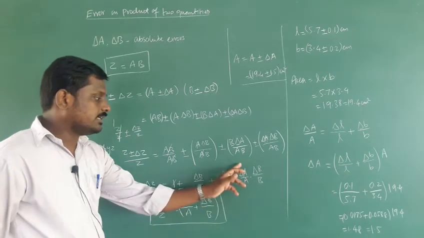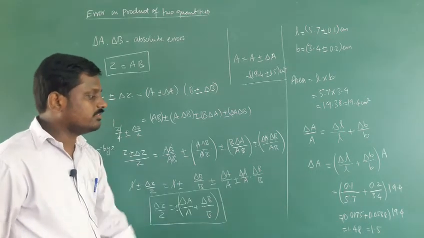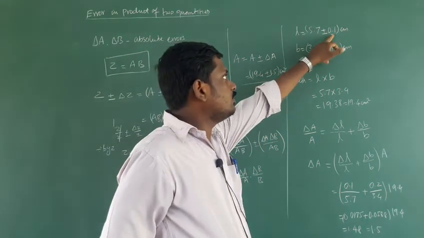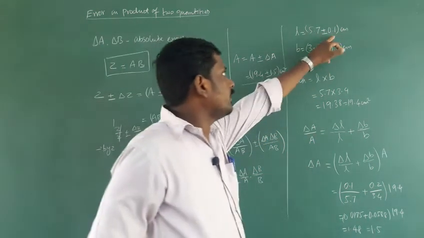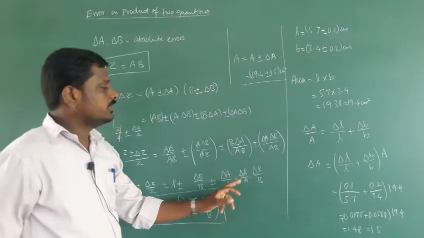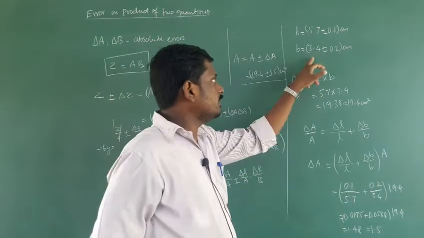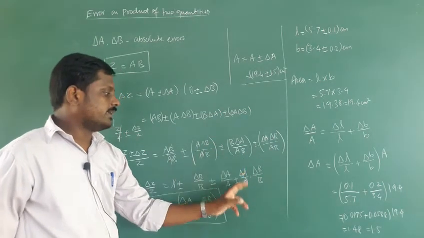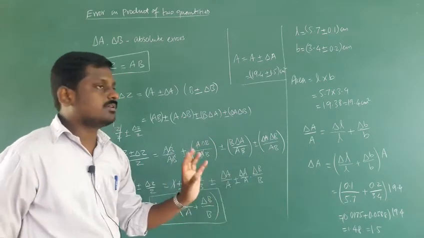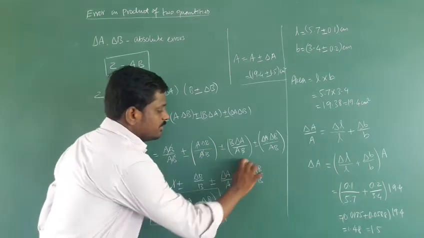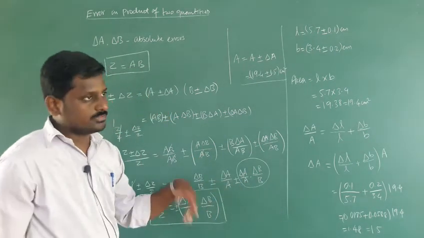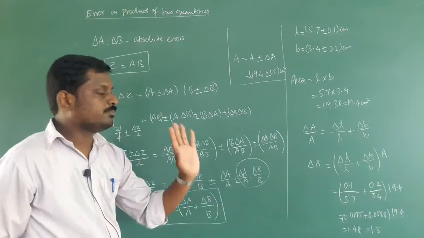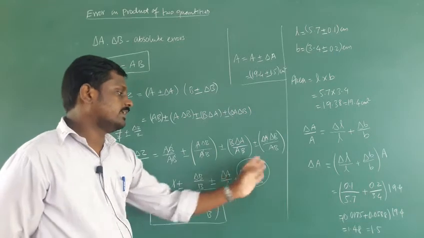After that, delta A by A. Delta A is very very small. For example, length has an error of 0.1, so 0.1 by 5.7 you will get some low value. Again 0.2 by 3.4 you will get some low value. The product of delta A by A and delta B by B is very very small, so this term is neglected. So we neglect those terms.